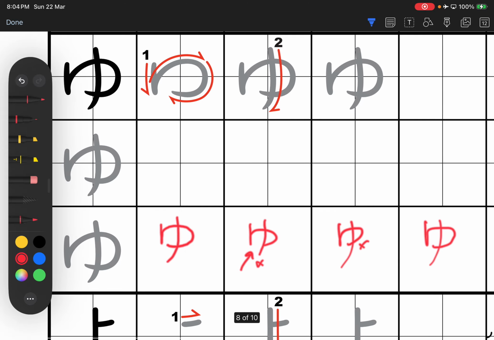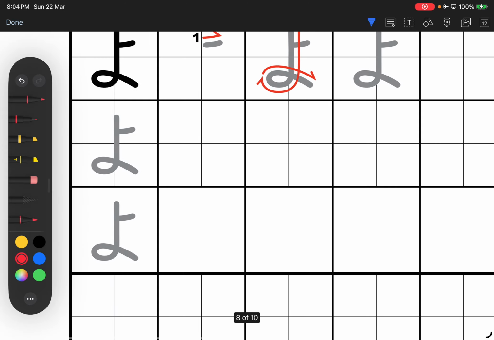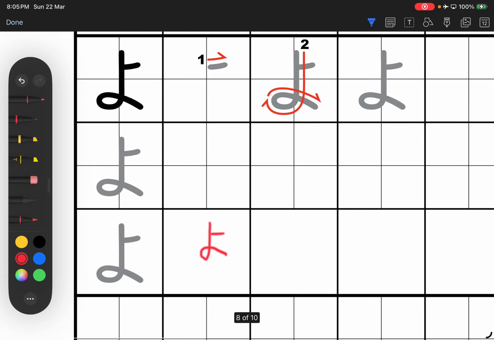Okay, moving on, we have yo. I will draw the long alpha tail first, and then I will draw the horizontal line. So basically, I don't follow the stroke order. I draw my horizontal line last. Okay, this is yo.